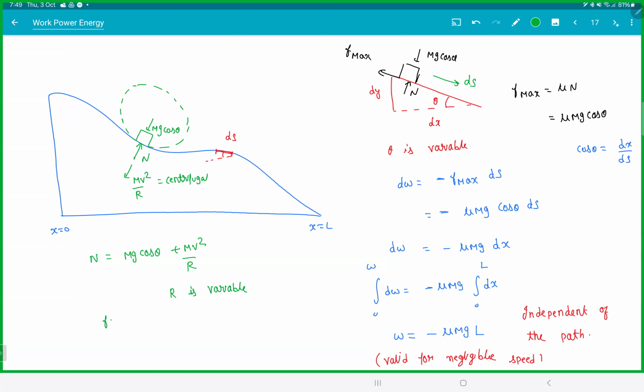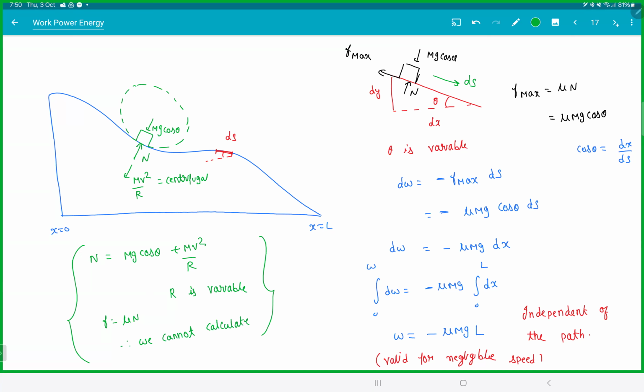So therefore, friction will be mu into N. This is all right, but you can't integrate this. F is mu into N and work done, you will not be able to integrate this. Since R is variable, we don't know how to calculate it, because it's a random path. Therefore, we cannot calculate. Problem cannot be solved.